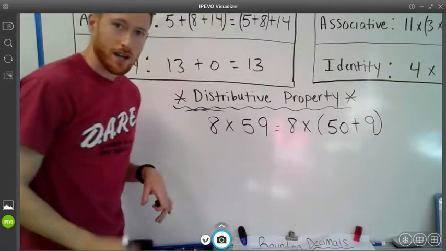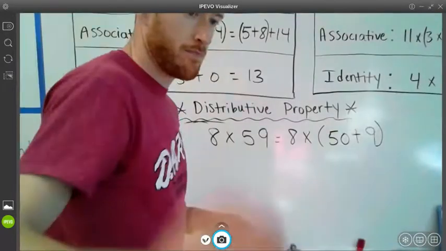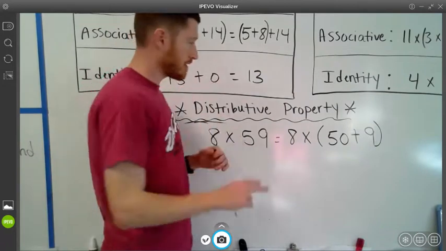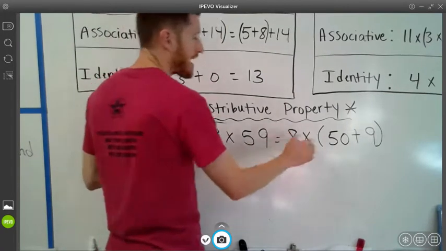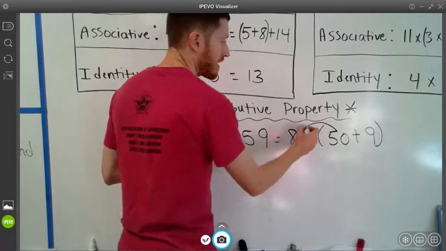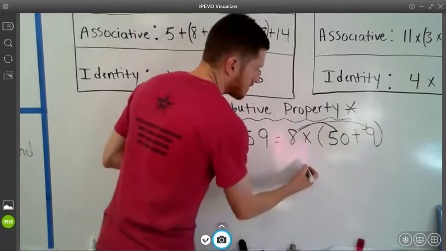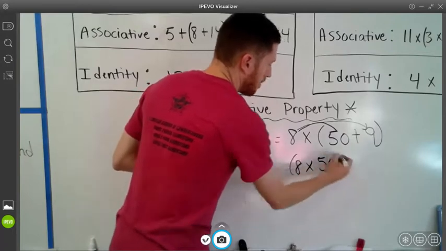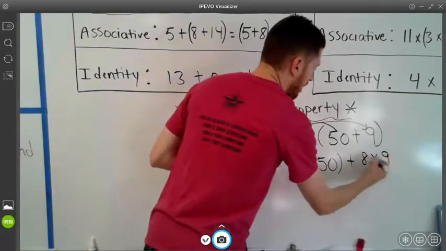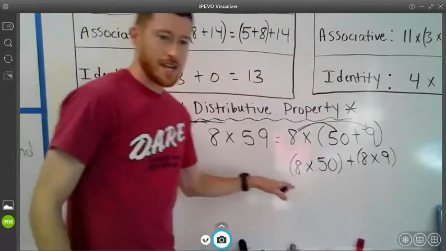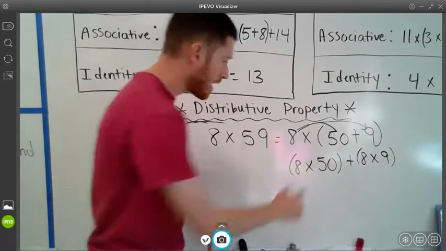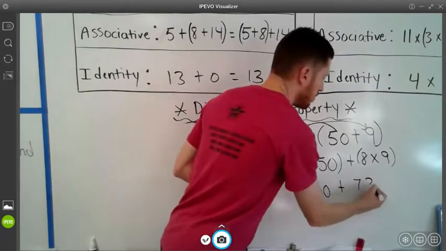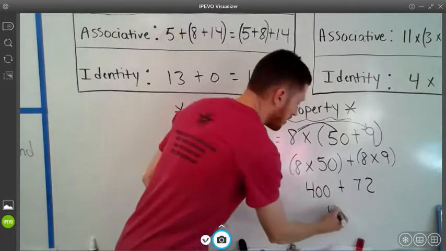Remember when we were doing our expanded forms, that is what we learned with that, when we expanded a number into two different place values. So now you can do 8 times 50 plus 8 times 9. Okay, so 8 times 50, all right, plus 8 times 9. And then you can solve it. And of course, 8 times 5 is 40, and then you add a 0, so that'd be 400 plus, and then we know 8 times 9 is 72, so you get a total of 472.